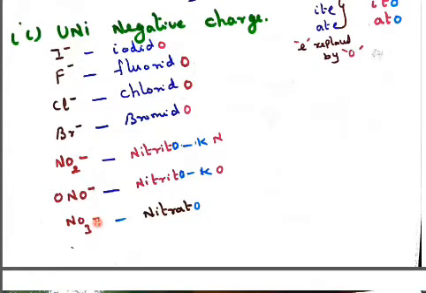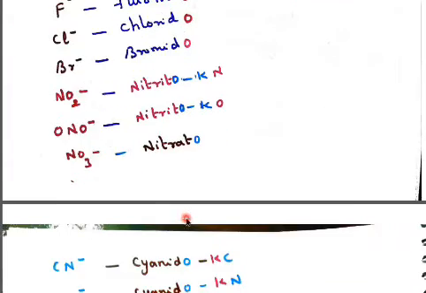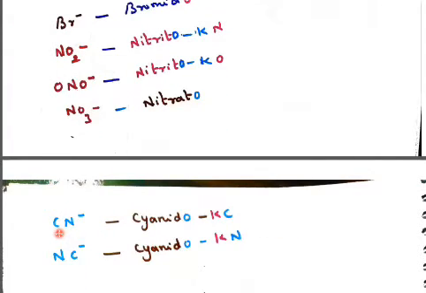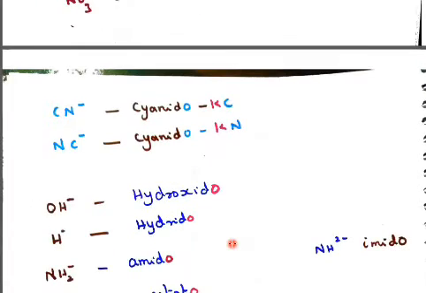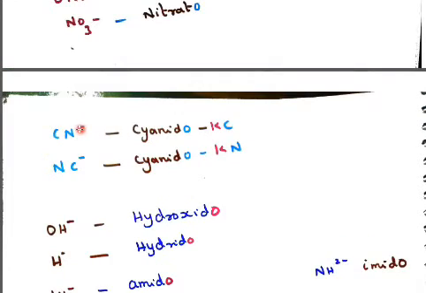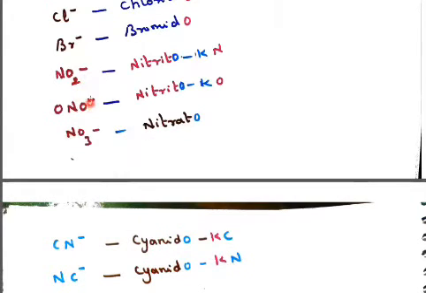Then NO3 minus is nitrate, so nitrato. And CN minus is called cyanide, so cyanido. This is also isocyanide, and it is also called cyanido. But in one, carbon is the donor atom, kappa-C, and in the other, nitrogen is the donor atom, written kappa-N. Whether cyanide or isocyanide, it is called cyanido, but they are distinguished by the kappa term. These are called ambidentate.